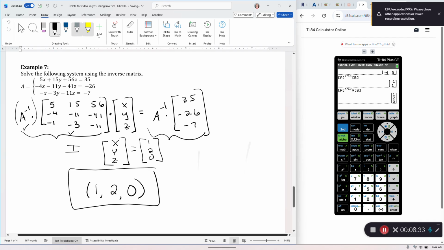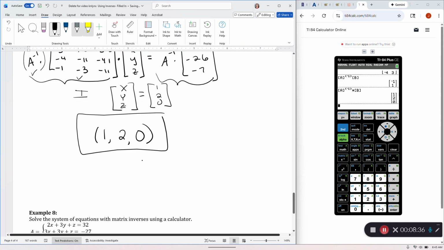Now, I certainly could do this again for the last example, but I think that should suffice, actually.